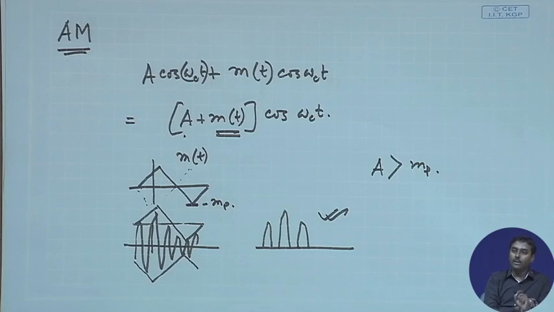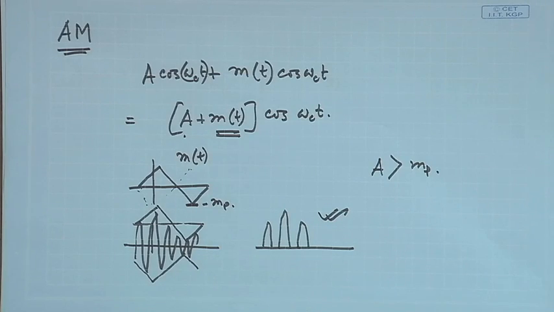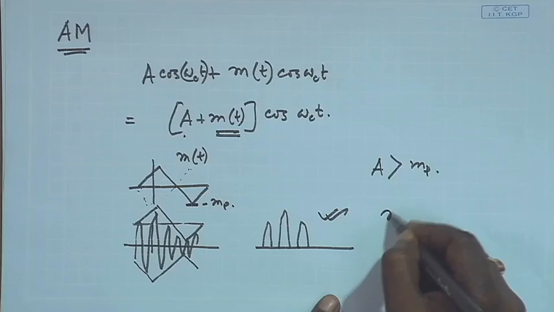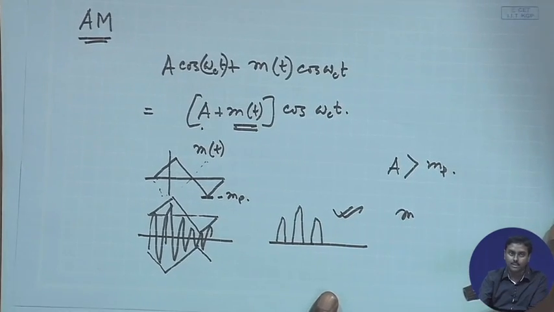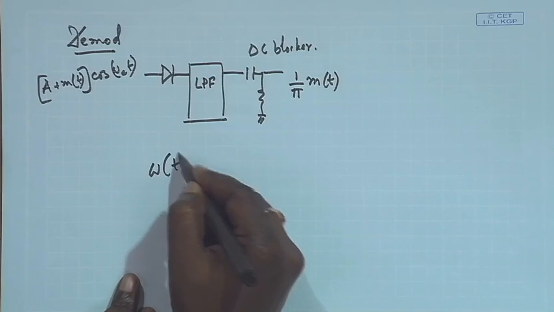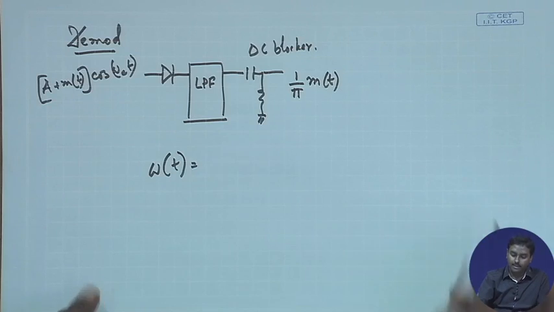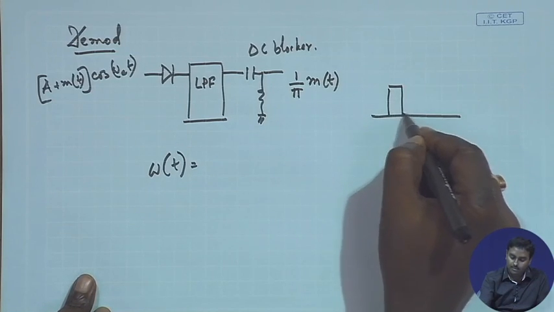So basically the diode can be represented as a multiplier, which will multiply the incoming signal, A plus m(t) into cos omega ct, by a w(t), where w(t) is represented by that pulse train, which looks like this.